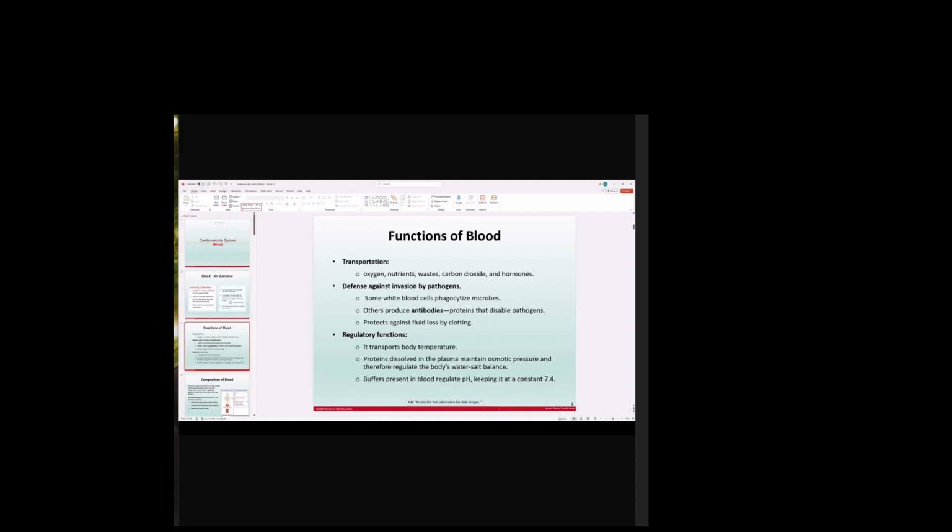And then we also have cell fragments that help to prevent blood loss when you have an injury. It makes our blood able to clot, so that blood doesn't ooze out of our body continuously. And then I said it also has a regulatory function, like a homeostatic function, in the sense that it transports body temperature.